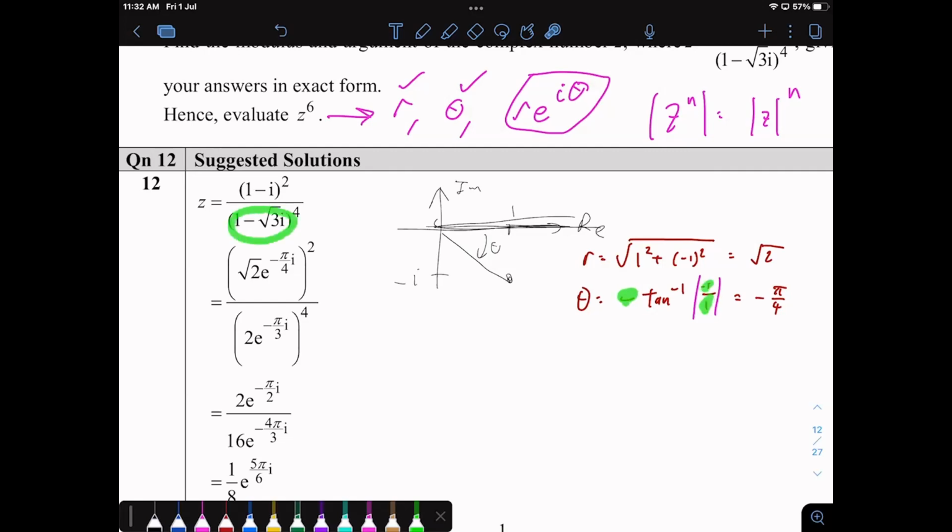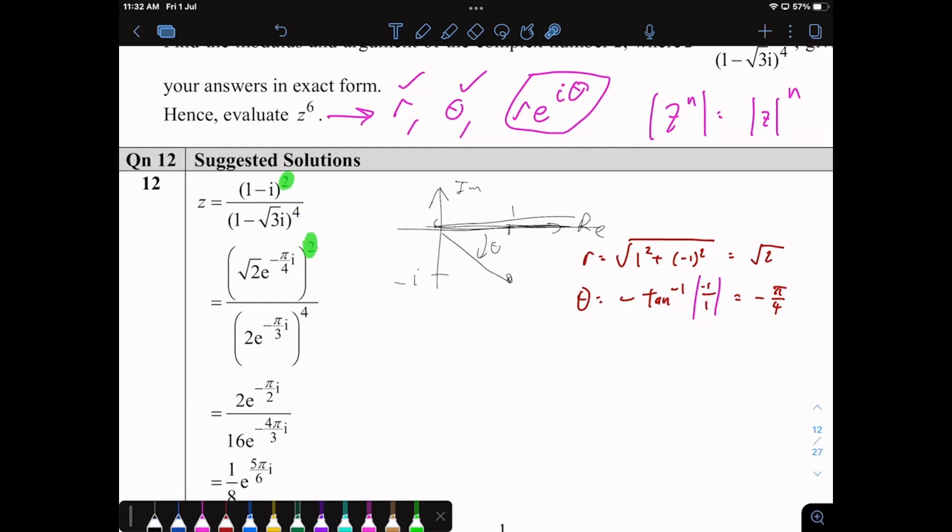Then after that, you modify accordingly to which quadrant it is in. Likewise for 1 minus square root 3i, it's just the same thing. I just change from a -1 to a minus square root 3, so I'm not going to go through this. You can work out the same angle. Then why did they do that? Because now when you have a square and a power 4, whenever you have exponents, it's smart to convert into exponential form, hence the name.